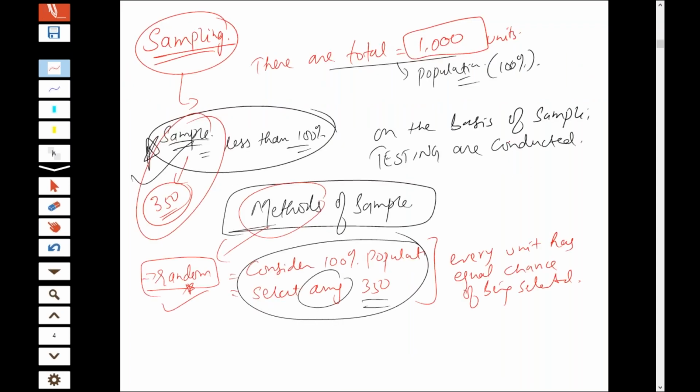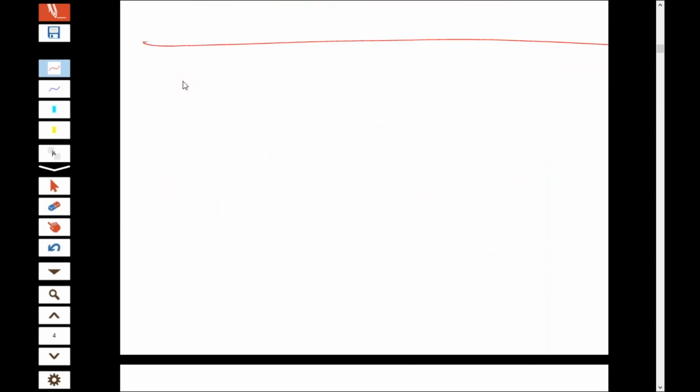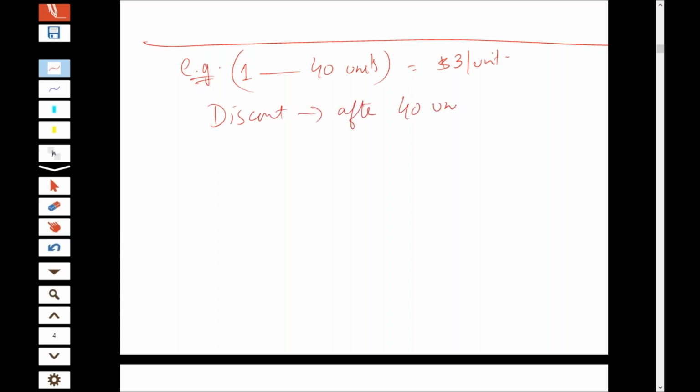I am just displaying a common simple way to draw the graph. For example, from 1 till 40 units, the purchase price is $3 per kg, $3 per unit, and the discount is after 40 units retrospectively. Now, what do you mean by the term retrospectively? The discount will not be applied only after 40 units. The discount will be applied as if it is being applied on the entire units right from start till end.